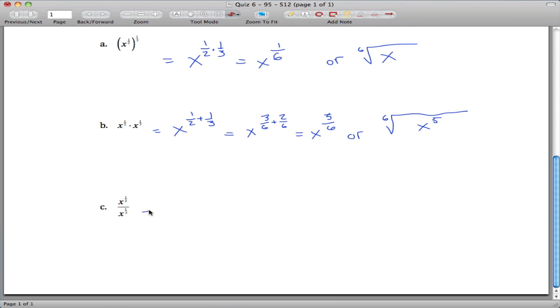And then finally, when you're dividing, you subtract the exponents. Similar to up here, you need a common denominator if you want to subtract them. So it's 3/6 minus 2/6, which, much like in part A, ends up being 1/6. That is just coincidence. And if you'd rather write it in radical notation, you'd write the 6th root of x. Either of these are fine. And that is the end of this quiz.